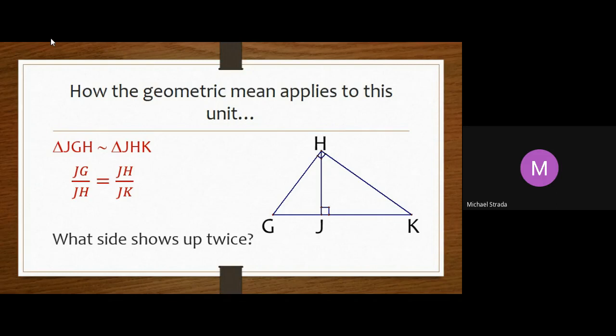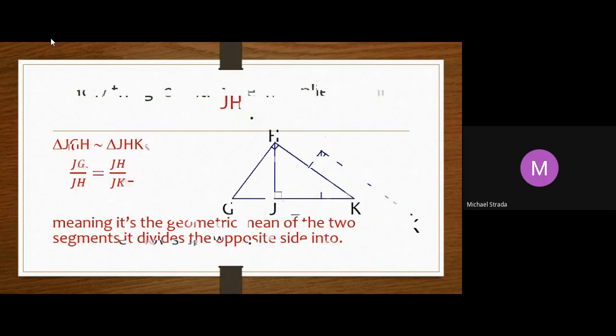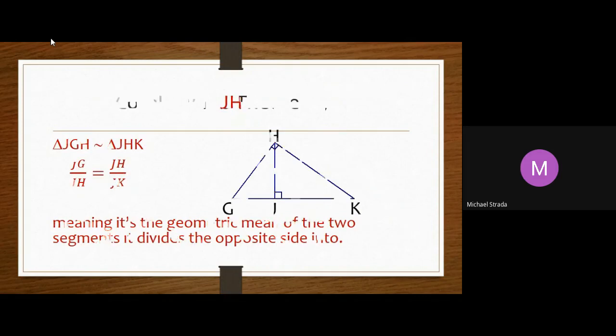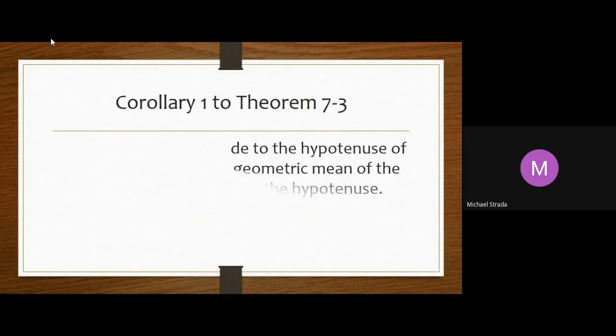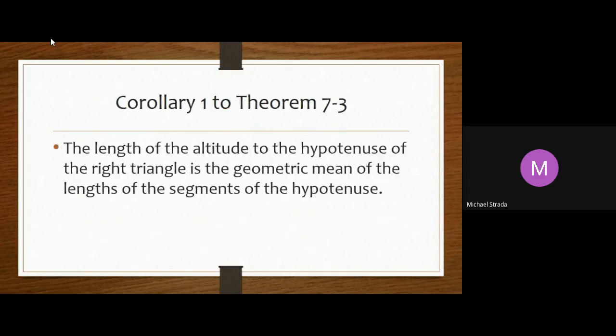All right, so basically what happens each and every time is, the length of the altitude to the hypotenuse of the right triangle is the geometric mean of the lengths of the segments of the hypotenuse.